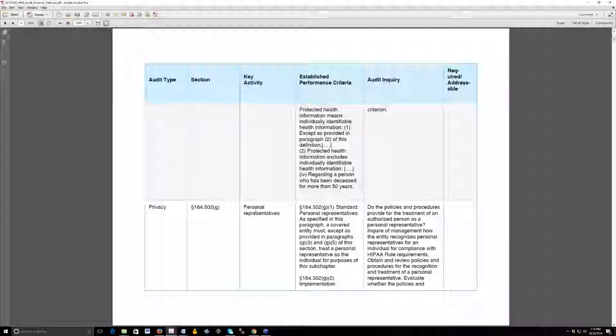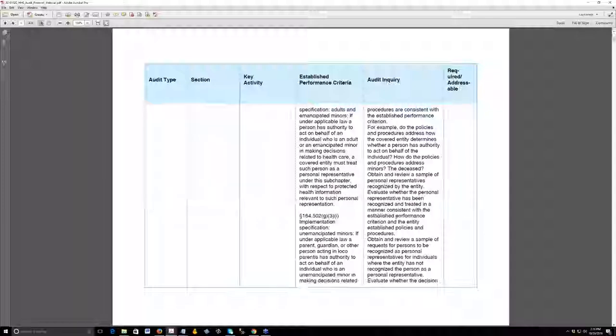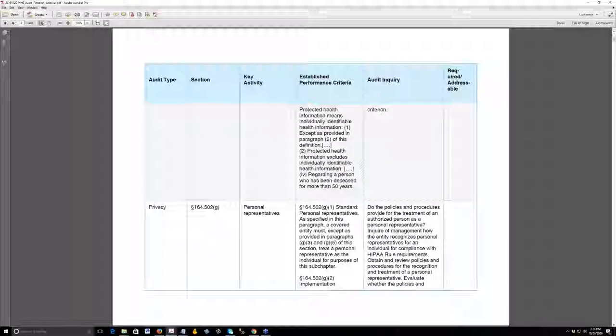Determining whether or not somebody's a personal representative is a complex state law issue, and so laypeople understandably sometimes get it wrong, but look at what they're asking for, okay? So again, this is like a sub-requirement. Do the policies and procedures provide for the treatment of an authorized person as a personal representative? Inquire of management. Notice that management's on the hook. They don't say inquire of the privacy officer or the security officer, it's management that's going to be on the hook. How the entity recognizes personal representatives for an individual for compliance with the HIPAA rule, blah, blah, blah.